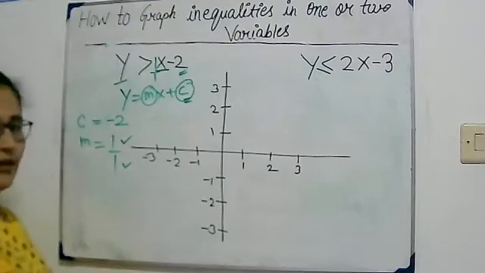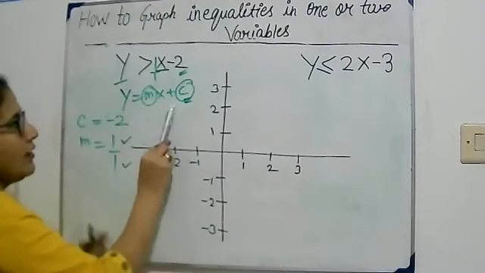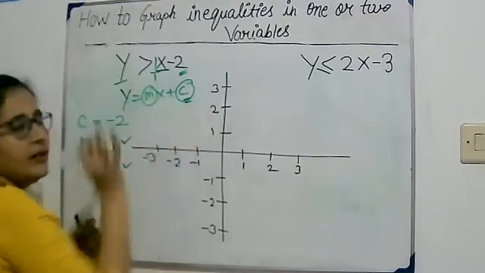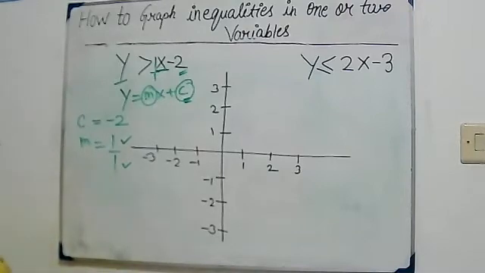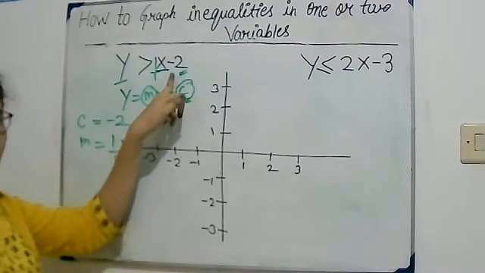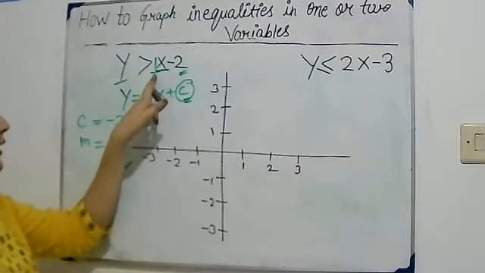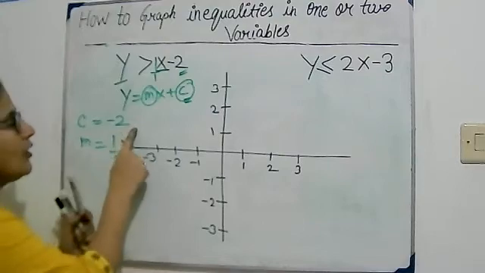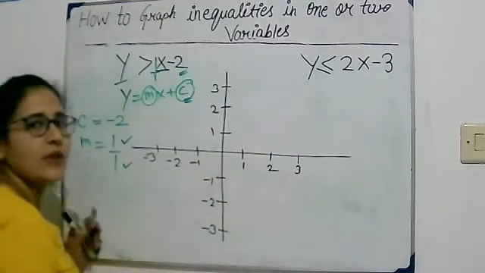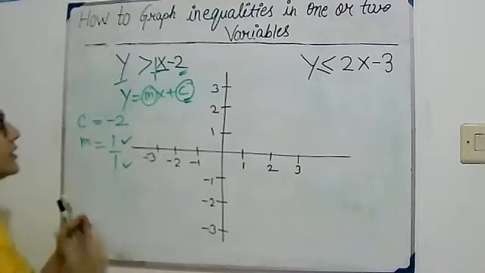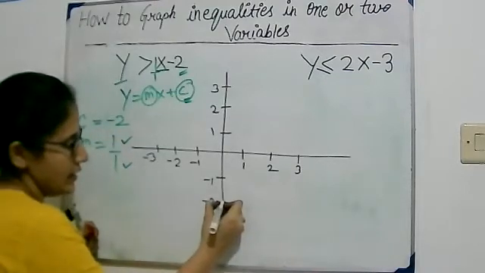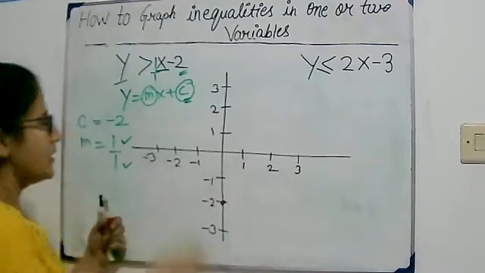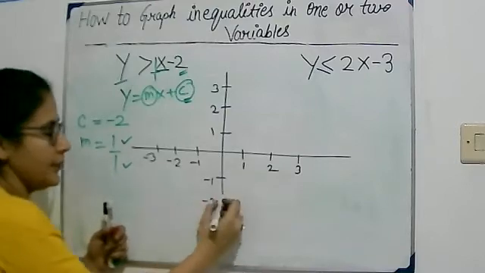Let's see how to graph an inequality which is in gradient and intercept form. So first we will find the value of the intercept, that is minus 2, and the value of the gradient. Let's put the value of the intercept on the xy coordinate system. c is minus 2. This is here, because the intercept is always on the y-axis. So c is minus 2 is here.